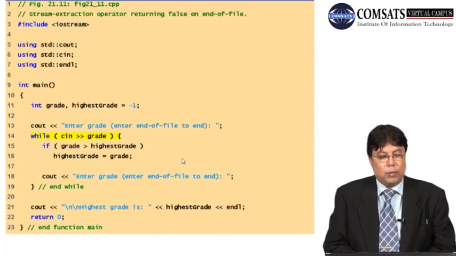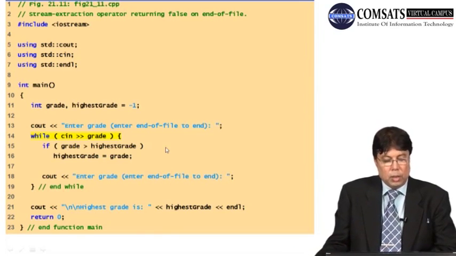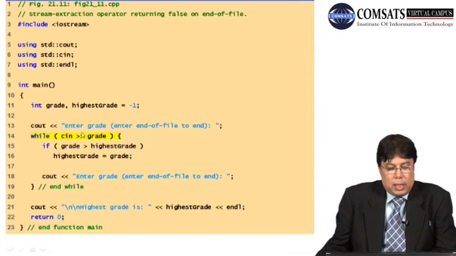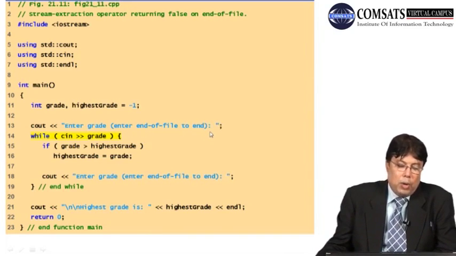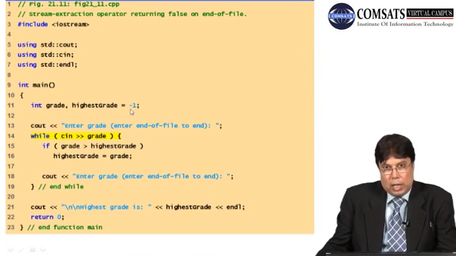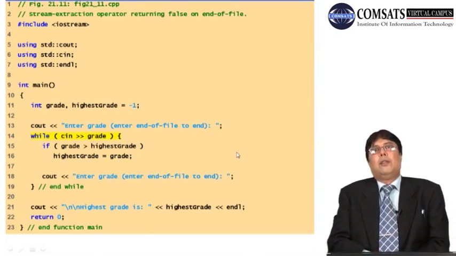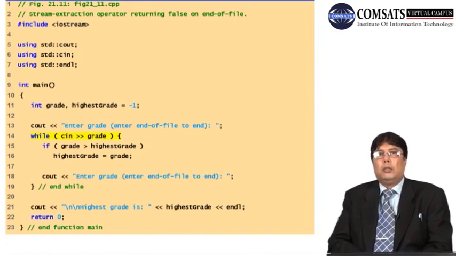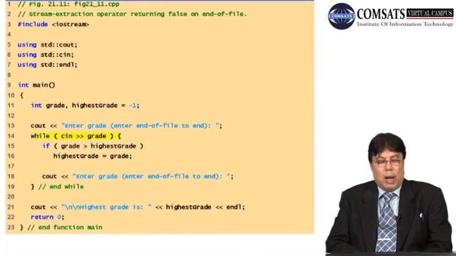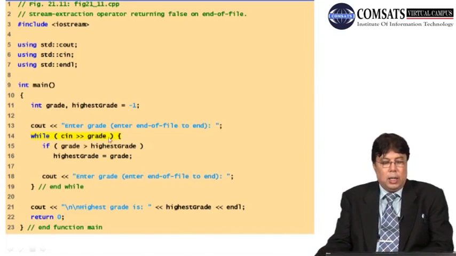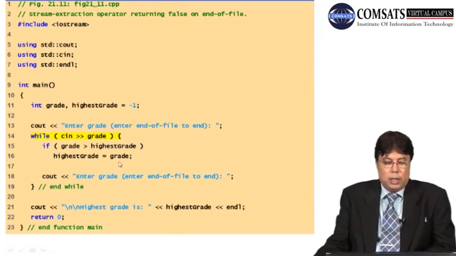Then there is another example of the stream extraction operator that returns false at the end of file. Suppose you are to keep on reading the data, enter grade, up to the end of the file. Here it will keep on reading the data in grade, and it has initialized the highest grade to -1, since grades are non-negative, the lowest grade could be 0. That's why it has been defined as minus 1. So enter a grade, it will read the data in cin as grade, and then if grade is greater than highest grade, then highest grade is equal to grade.